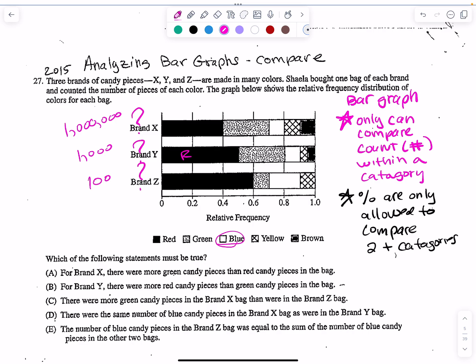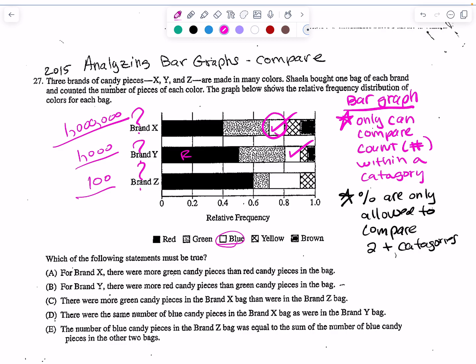Okay, for analyzing bar graphs, two things I just want to point out to you. Right here, I wrote on the right, you only can compare counts or numbers within a category. Meaning, what if I have 1 million of brand X, 1,000 of brand Y, and 100 of brand Z? The fact remains that I don't know how much I have of either of them. But if I had 1 million of brand X, even this would be more than any of the other ones. But because I do not know how many I have in each, I cannot compare how many I have in this one versus this one.